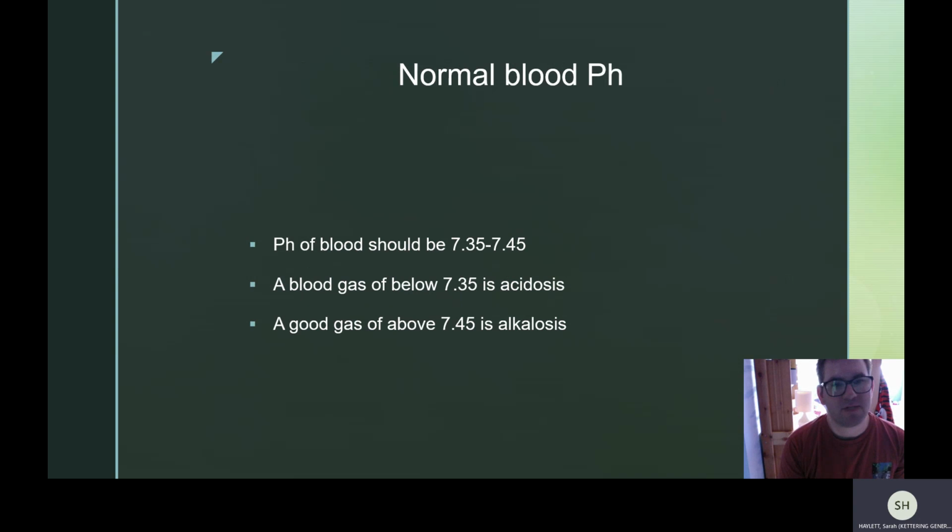In order to actually understand it, you need to know that the normal blood pH is between 7.35 and 7.45. Okay, a blood gas below this, so below 7.35, is classed as acidotic. A blood gas above 7.45 is alkalotic.